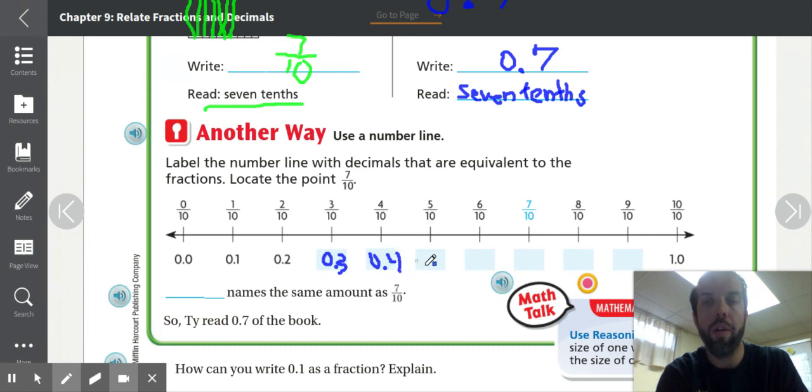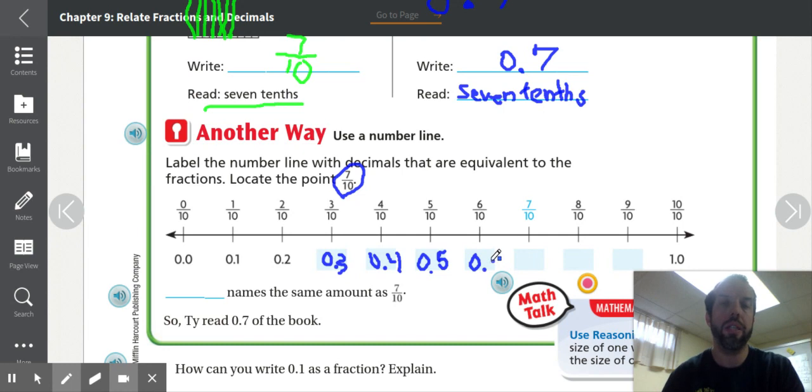For 4/10, I would put 0 and 4. Now remember, I'm trying to locate 7/10, so I'm going to keep going. 5/10, that's equivalent to 1/2. Just like in fraction world, the decimal 5/10 also equals 1/2. So I'm just filling in each of these decimals as we go. The next one would be 0 and 6/10, and then finally 0 and 7/10.